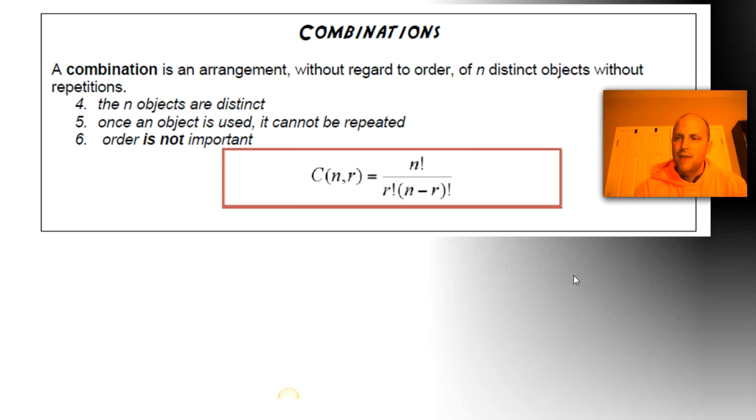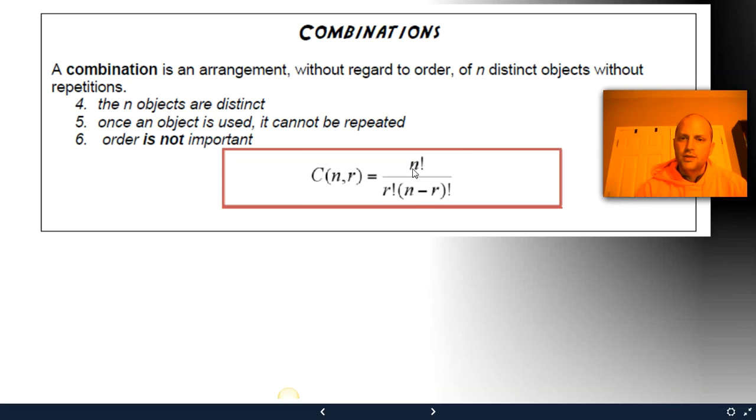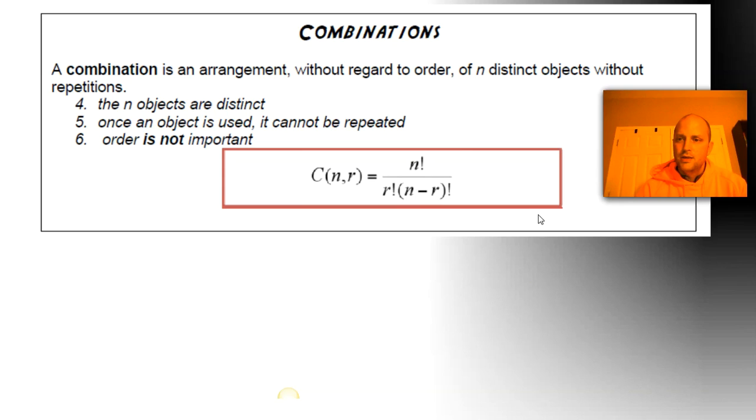So again, combination. If you look at your formula here, it's exactly the same if you cover up this r factorial here. But because we're dividing by a bigger number, combinations are usually smaller. So AB is the same thing as BA, whereas in permutations, AB is different than BA. So we would count that, where in this case, AB and BA are the same thing, so we don't count. Order does not matter.